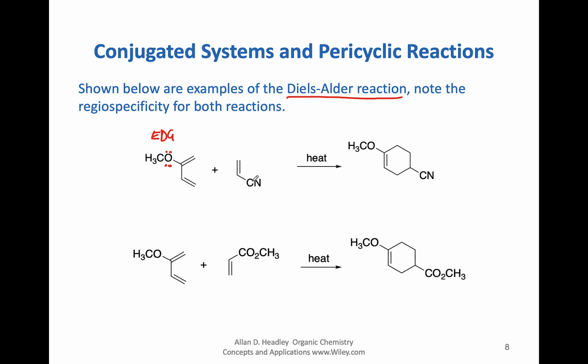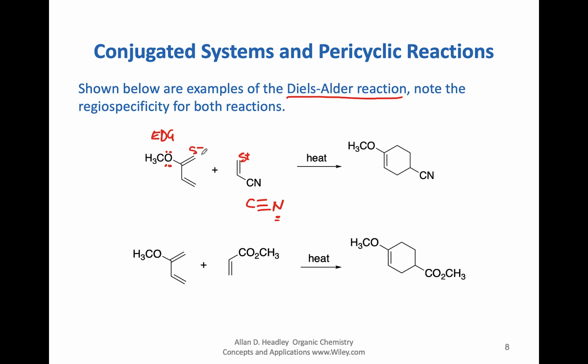Here's the dienophile, and here's the CN. Don't forget the CN here is C triple bonded to nitrogen. Nitrogen is electronegative, so it will pull the electrons onto the nitrogen, making this dienophile electron poor. So as you can see, this end here will be partially positive based on the electron movement onto the nitrogen. This end will be partially negative based on these electrons moving onto this carbon.